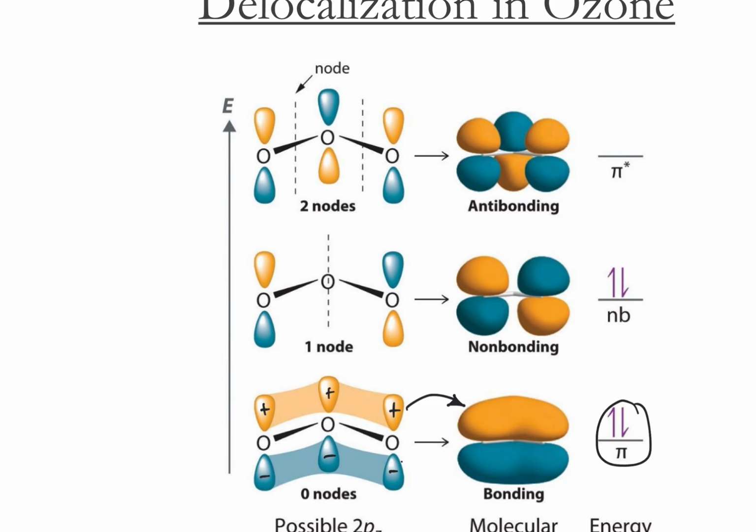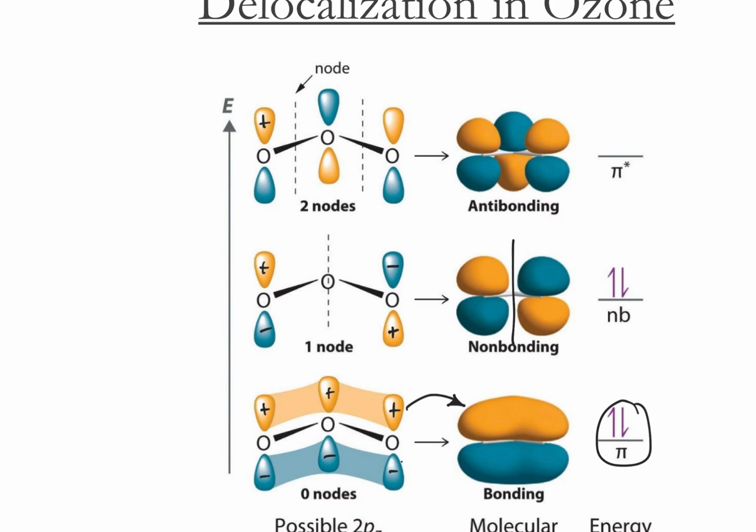If we have 1 node, then you'll see there's no connection between the 2 orbitals that are on those external oxygens. Because there's no connection between them, and this middle one doesn't even have any orbitals there, we get 1 node through the center of the molecule, and it's considered non-bonding. There's no overlap, so there's no destructive interference there, but they do have the opposite phases near each other.